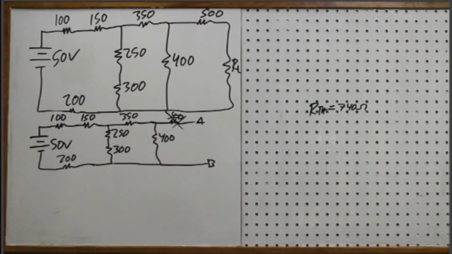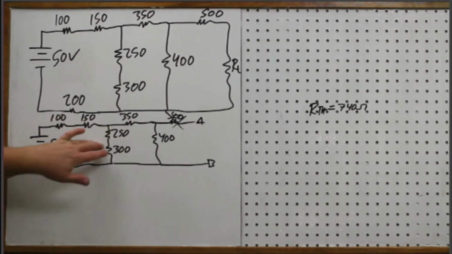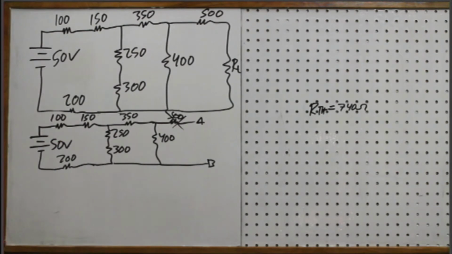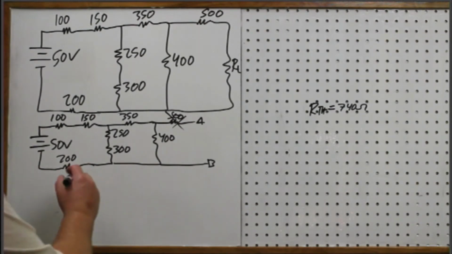I can use Chapter 7 techniques. I can use mesh. I can use nodal. And I think what I'm going to do is just use Chapter 7, because I don't want to write a bunch of equations if I only have these two boxes here. I think it'll be quicker in this instance to do it with Chapter 7. So I'm just going to find the total resistance here.